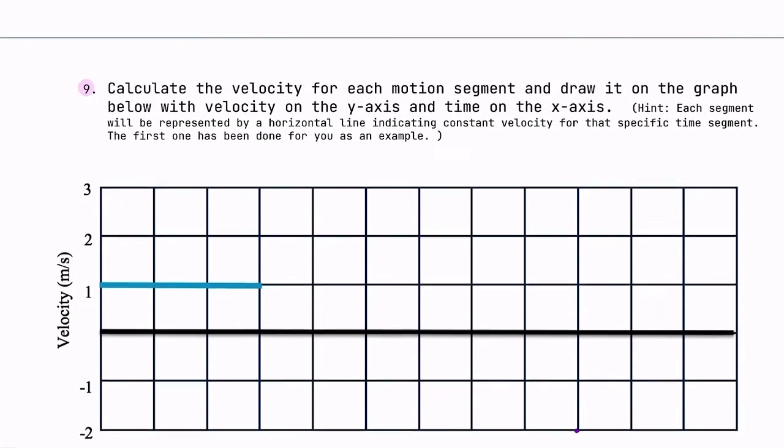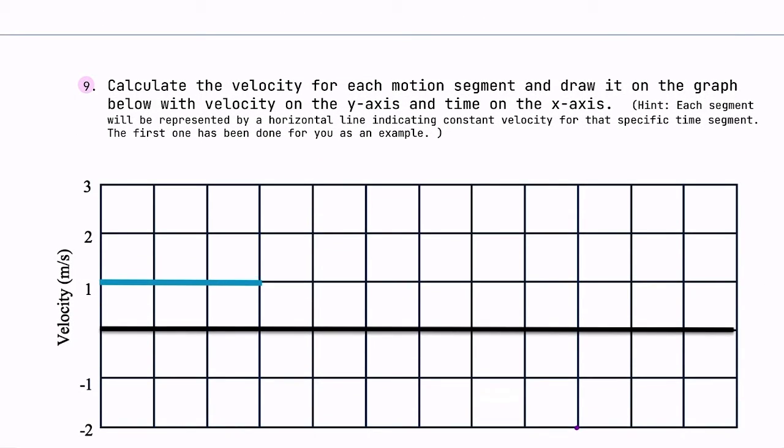The next question I wanted to talk about was number 9. Calculate the velocity for each motion segment and draw it on the graph below with the velocity on the y-axis and time on the x-axis. Hint, each segment will be represented by a horizontal line indicating constant velocity for that specific time segment. The first one has been done for you as an example.